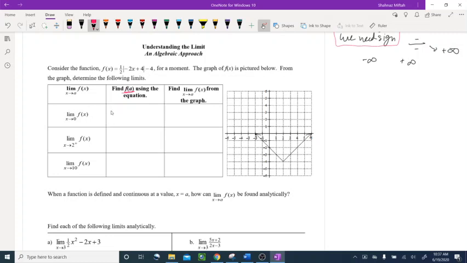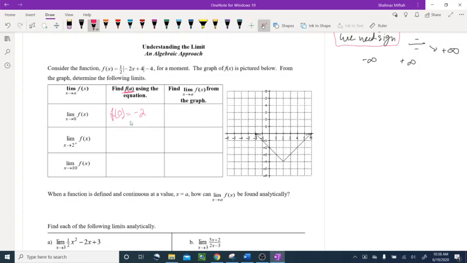When I plug in that 0, I'm getting f of 0 equal negative 2. When I plug in 0 here, that would be 4. Divide by 2 is going to be 2. 2 minus 4 is negative 2.